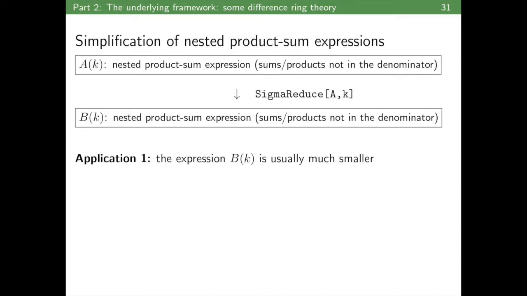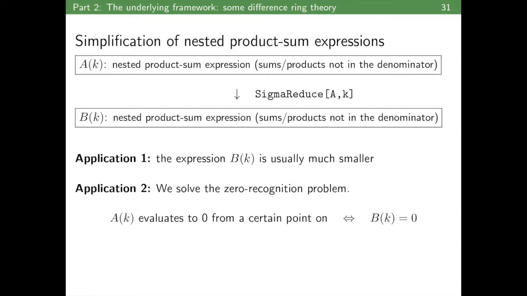Okay. In application 1, the expression B normally is much simpler. And application 2 is that we solve the zero recognition problem. Namely, A evaluates to 0, the input expression, if and only if the output is 0. Because I model it in my ring in a one-to-one correspondence, and in the ring I have the 0 element if and only if it's a 0 element. It cannot be something else.